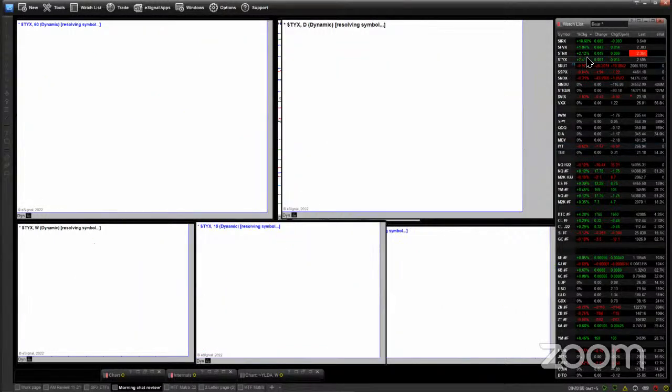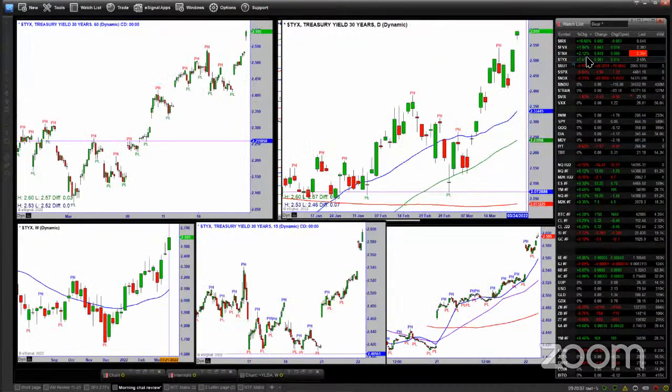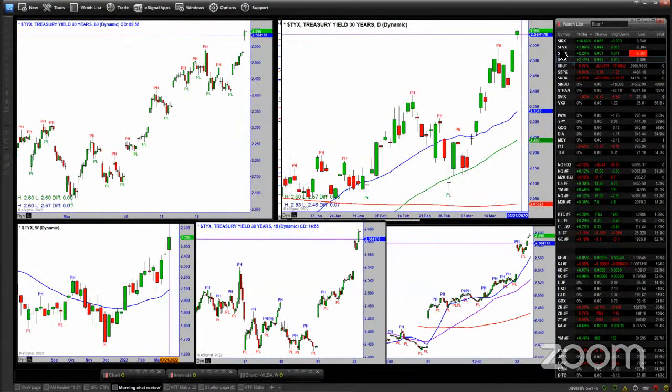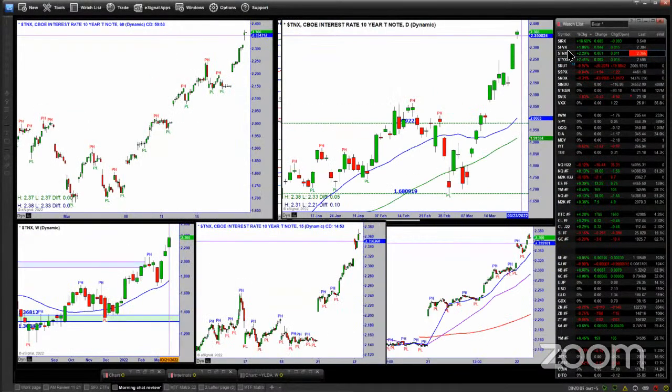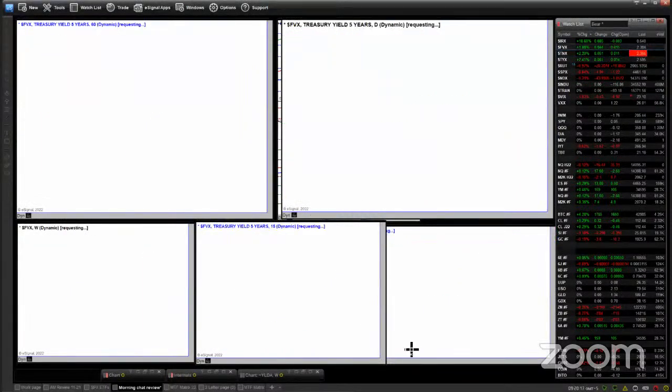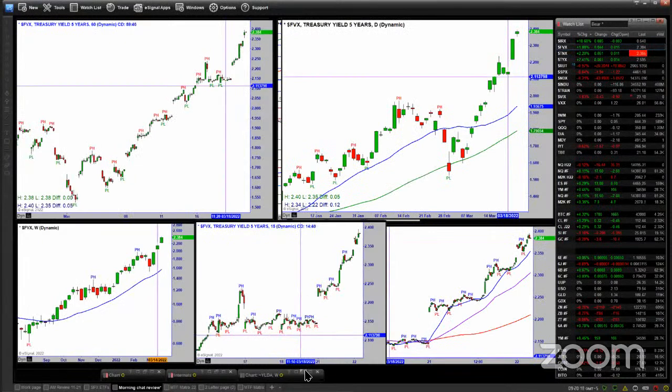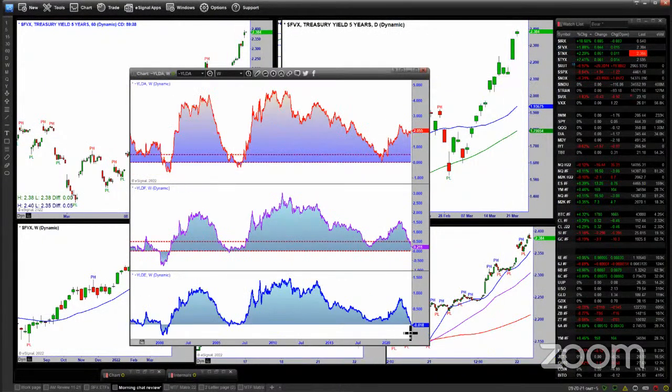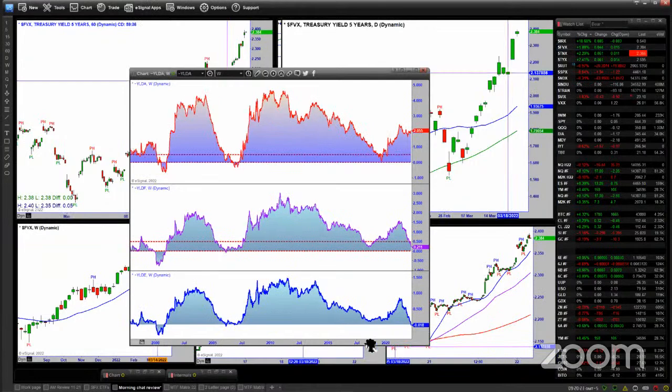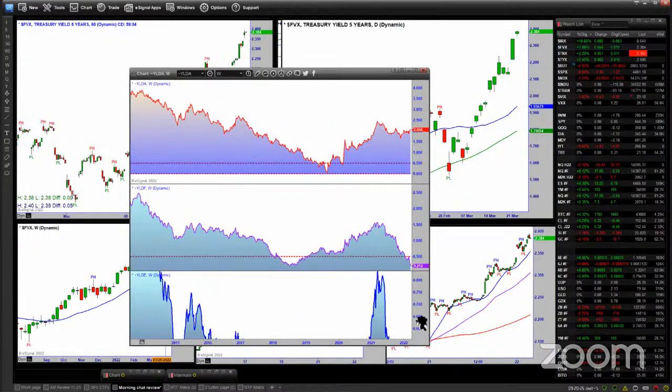And interest rates, what is going on here? Look at that. This yield curve is getting really close. Look at the 5-year. That number is higher. That number is higher. Looks like it's inverted. Yep, look. It's negative.